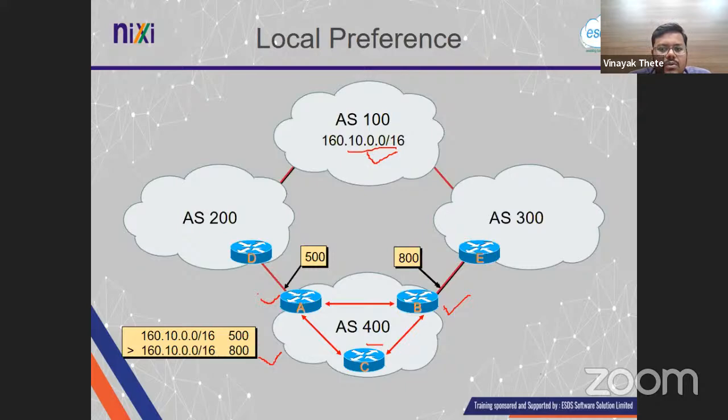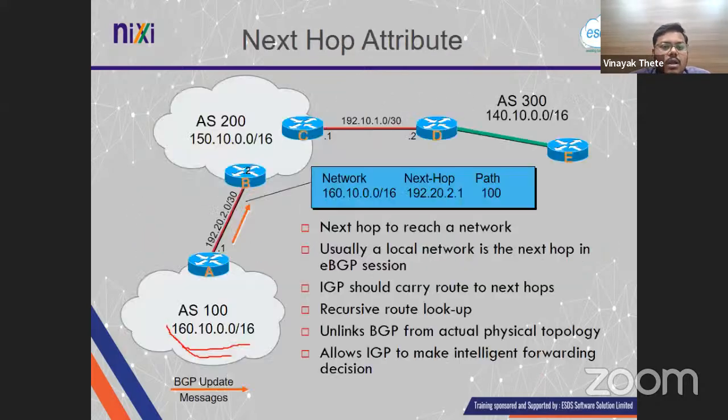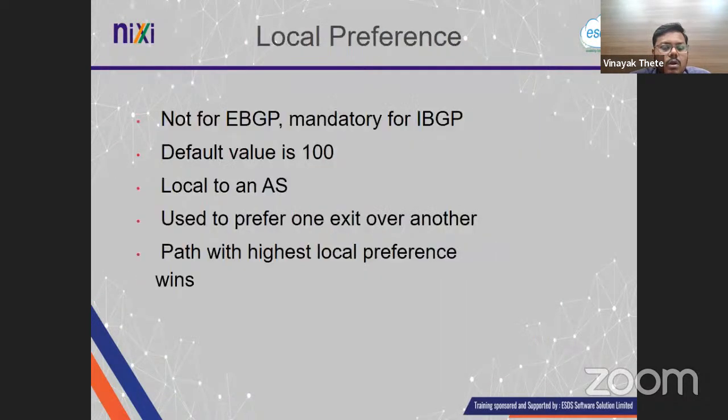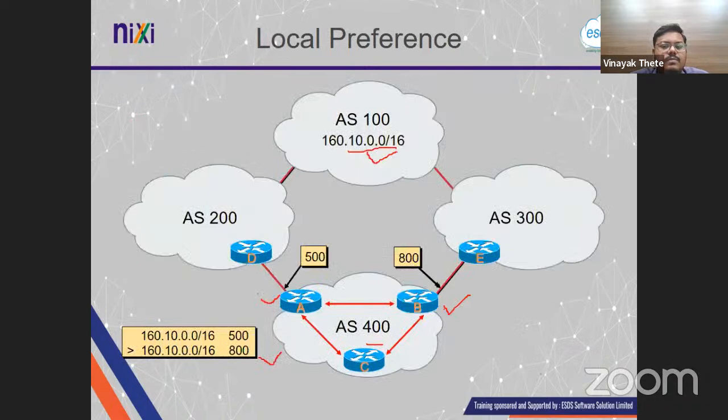Okay, so cleared about it? So does anybody have any questions about this AS path attribute, next hop attribute, or local preference? No. Okay.